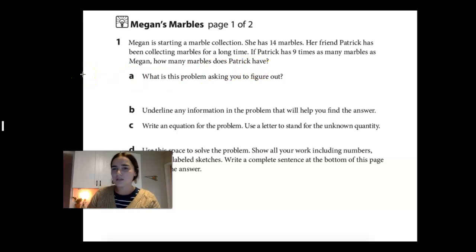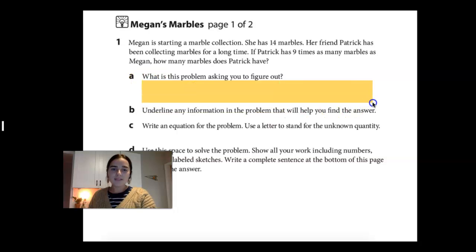When we're problem solving, it's important for us to know exactly what the problem is asking us to do. So for A, we need to make sure we write down the question that they are asking us. So, at the very end of this question, it says, how many marbles does Patrick have? That's what the problem is asking us to figure out. So I'm going to write this right here, and you should write it in your Number Corner book as well. How many marbles does Patrick have?